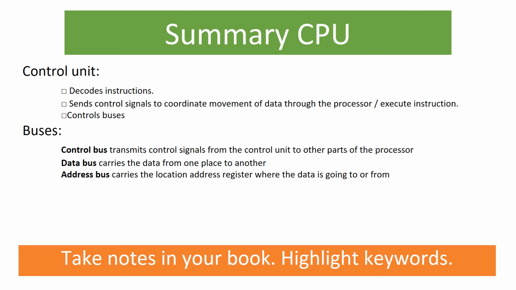So in summary, the control unit decodes instructions. It sends control signals to coordinate the movement of data through the processor, and it controls the buses. The buses, you've got three buses, remember, collectively known as the system bus. The control bus transmits control signals from the CU, the control unit, to parts of the processor. The data bus carries the actual data. Remember, both the control bus and the data bus are bidirectional. The address bus is one direction, and it carries the location of the register where the data is going to or coming from.